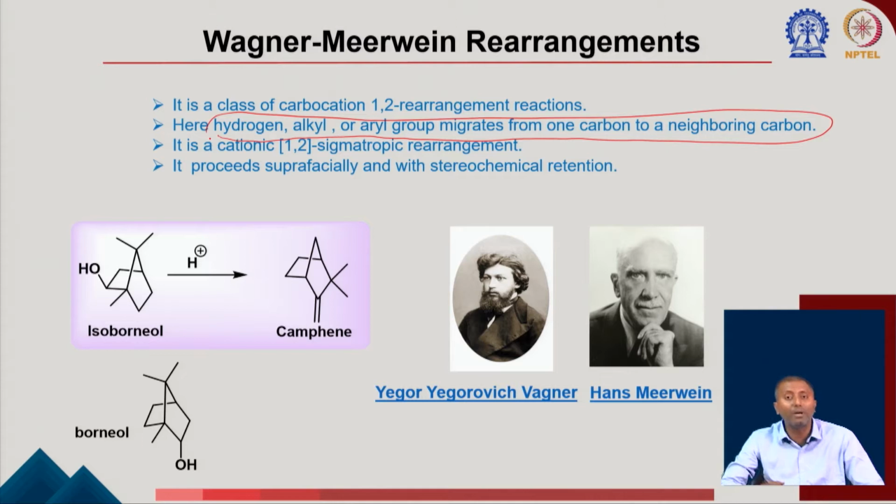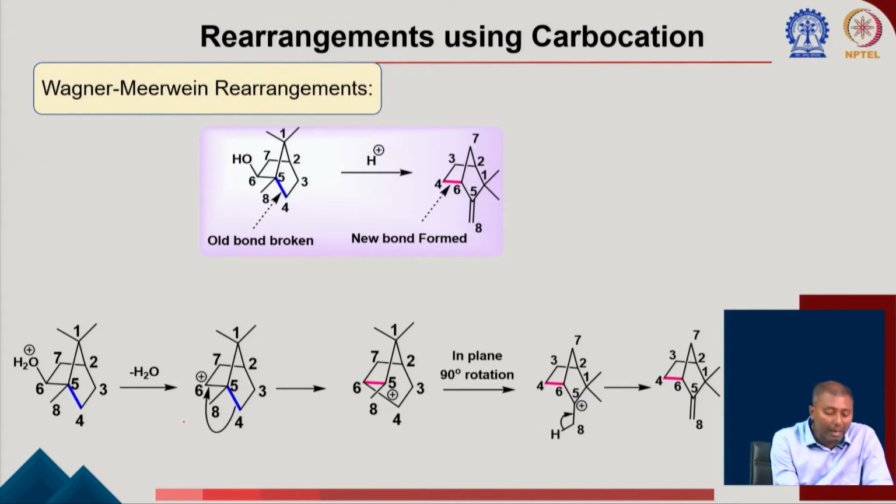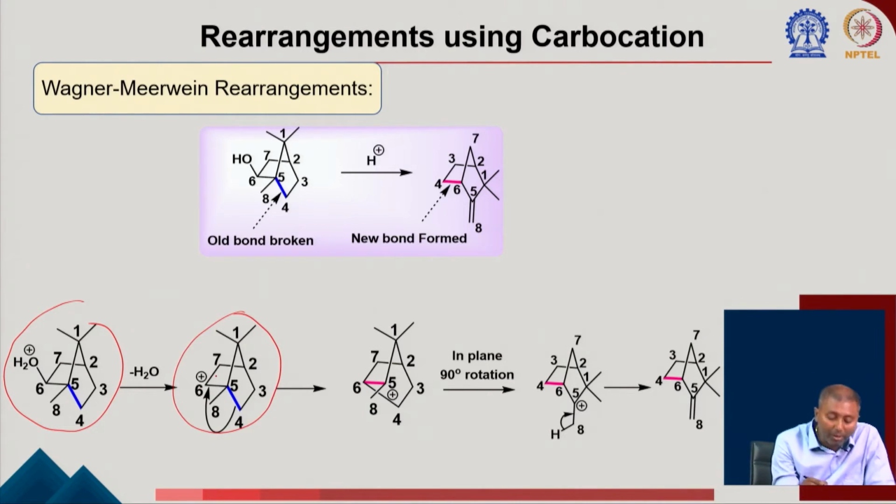So before going further, let's try to understand what type of rearrangement is happening in the conversion of this isobornyl to camphene. So what is happening in presence of acid? The first thing happening is the protonation. Once the protonation happens, it eliminates the water to generate this carbocation in the carbon 6.